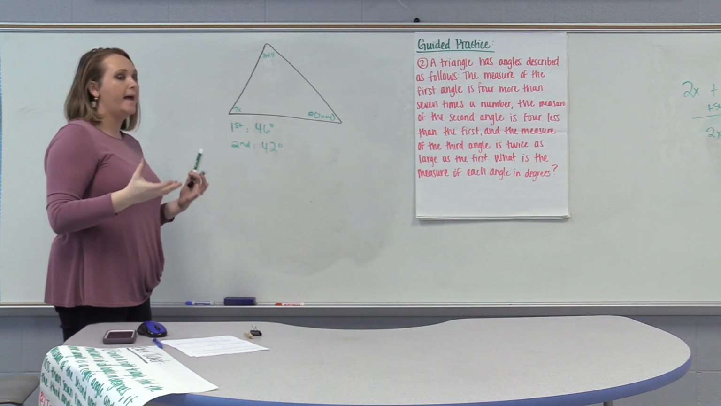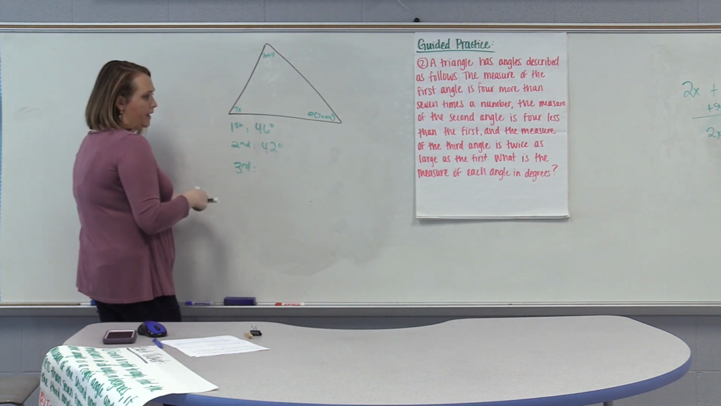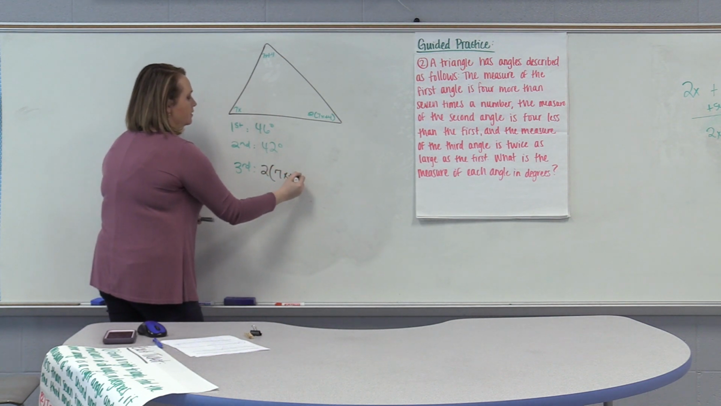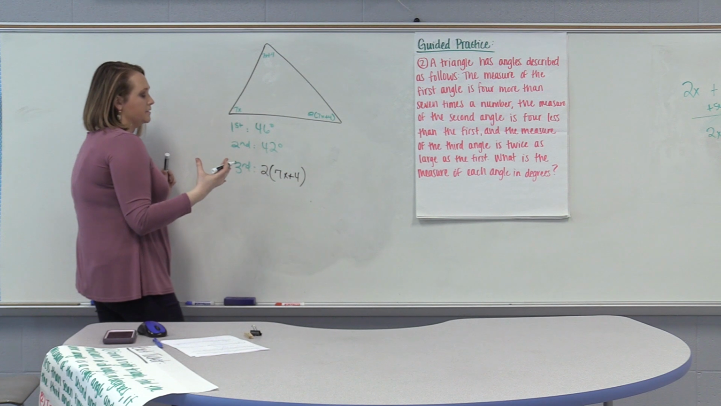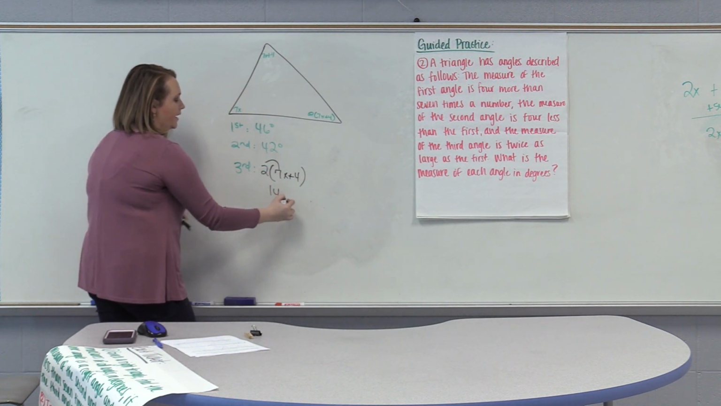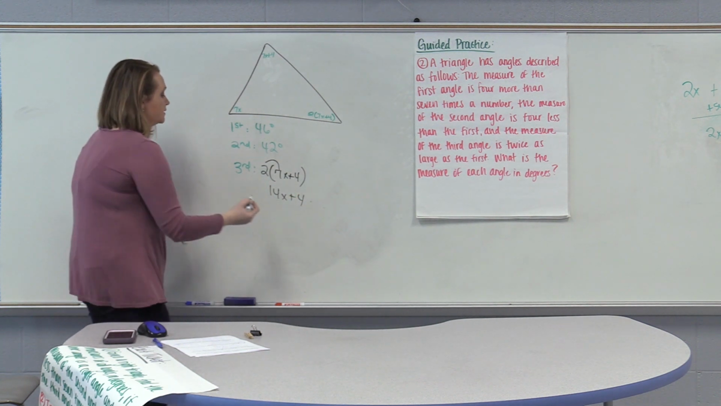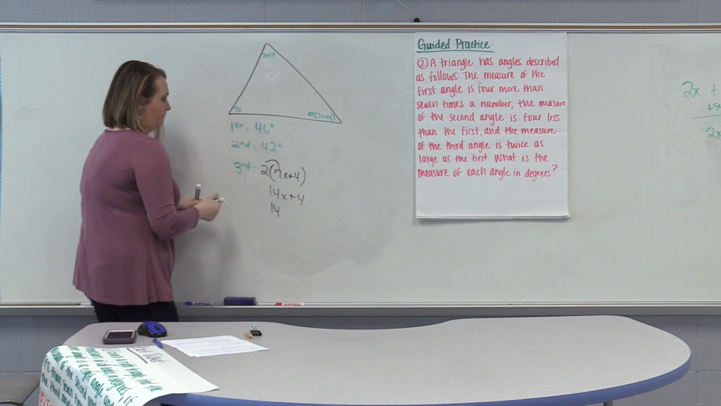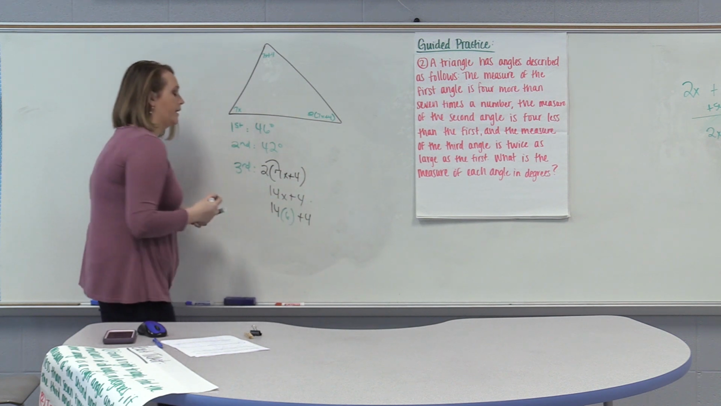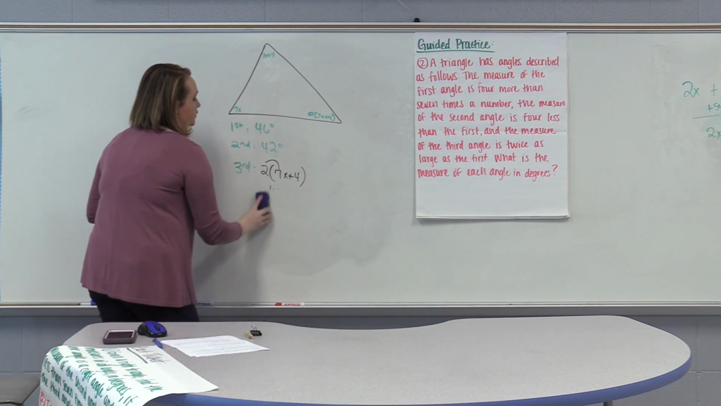And then finally, I have the third angle. Now, I simplified that expression. So originally it was 2 times 7x plus 4. I'm going to distribute that, and I ended up getting 14x plus 4. Now I'm going to plug in 6 for x. And when I add that together, I get 92 as the measure of the third angle.